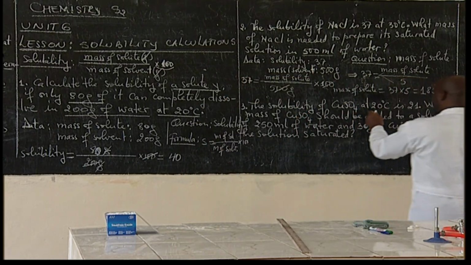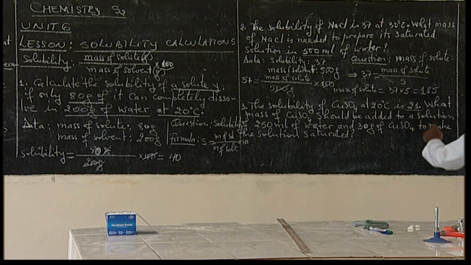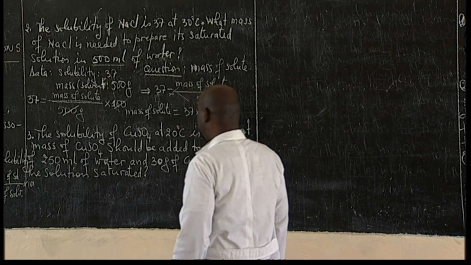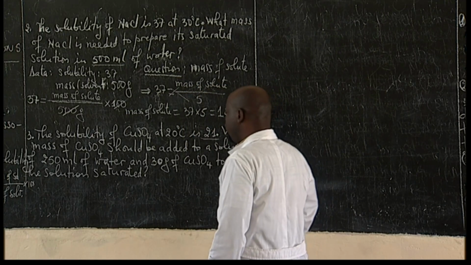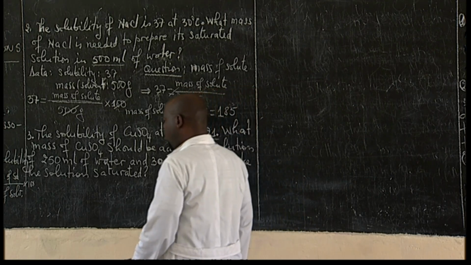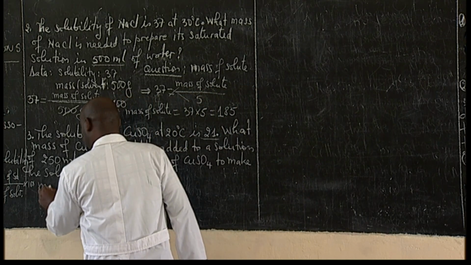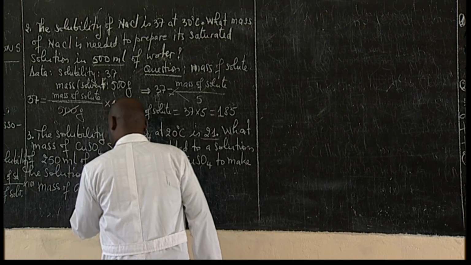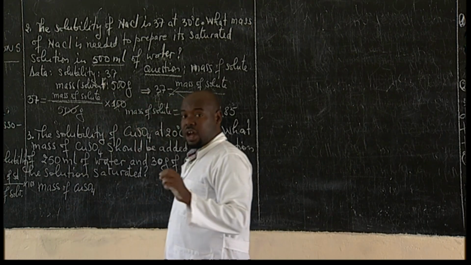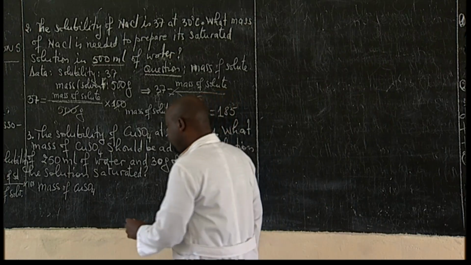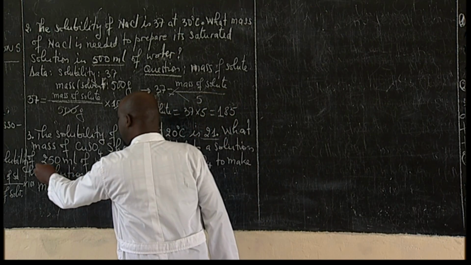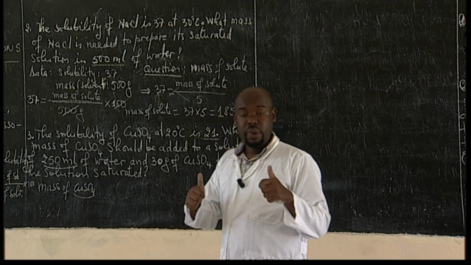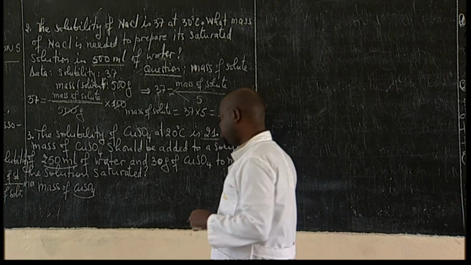The solubility of copper sulfate is 21. What mass of copper sulfate should be added to a solution of 250 milliliters? First of all, let us find the mass of copper sulfate that should be added to 250 milliliters to make a saturated solution.